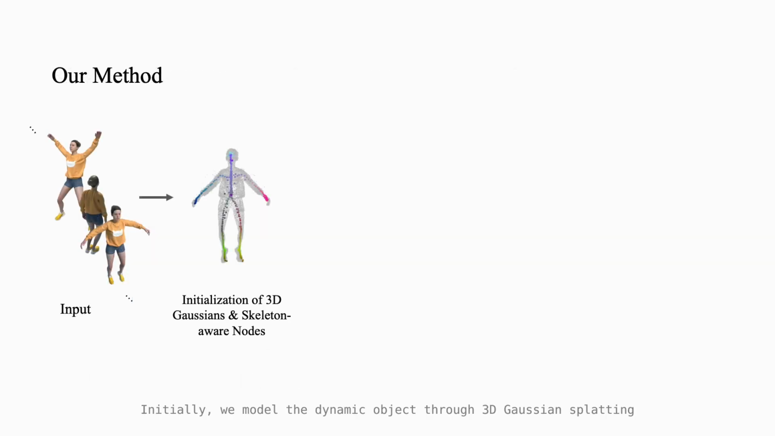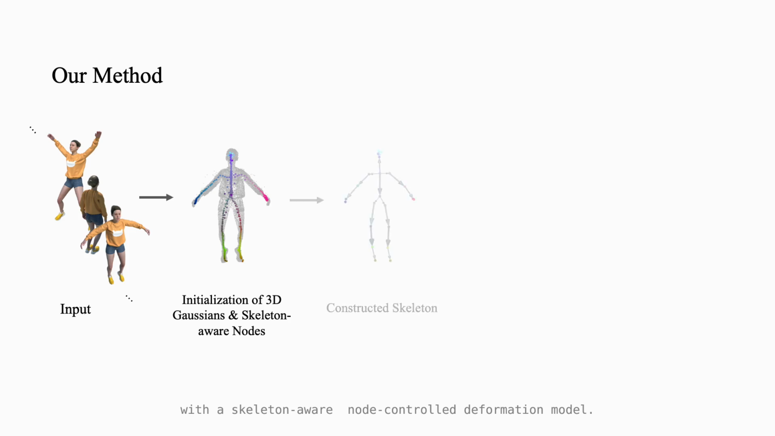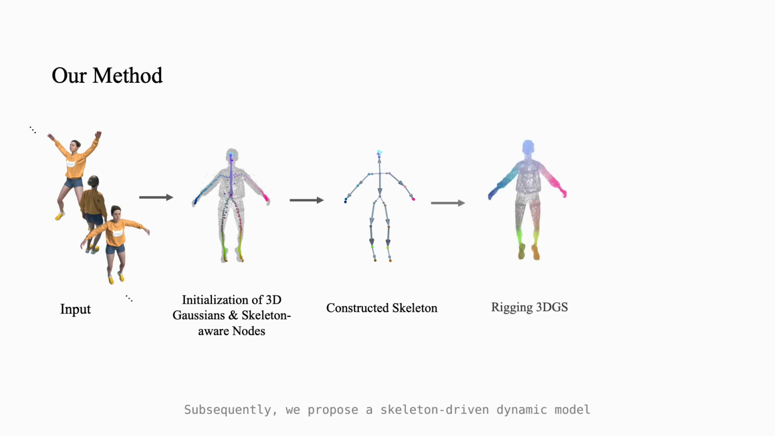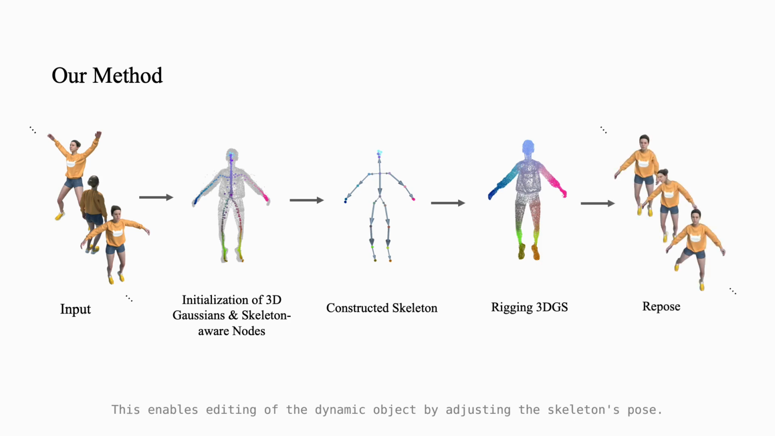Initially, we modeled the dynamic object through 3D Gaussian splatting with a skeleton-aware node-controlled deformation model. This step involves obtaining skeleton-aware nodes used for constructing the skeleton. Subsequently, we propose a skeleton-driven dynamic model to rig the skeleton with the 3D Gaussians. This enables editing of the dynamic object by adjusting the skeleton's pose.